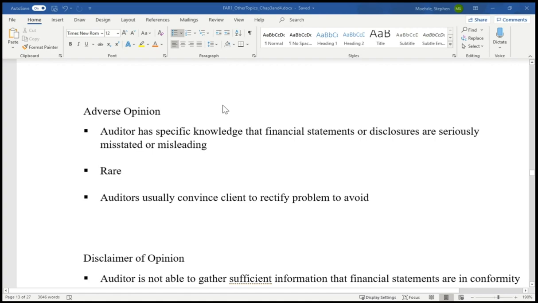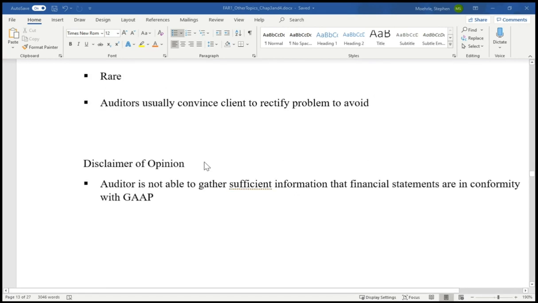An adverse opinion is the really bad one. You're rarely going to see adverse opinions. The adverse opinion is that the auditor has specific knowledge that the financial statements or disclosures are seriously misstated or misleading. This is rare, and the reason it's rare is the auditors will usually convince the client to rectify the problem to avoid an adverse opinion.